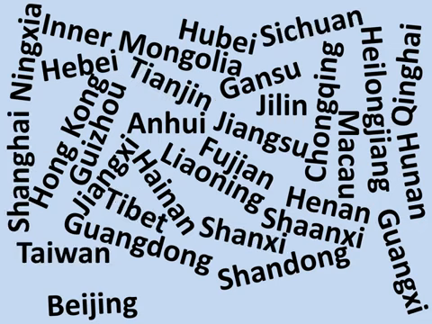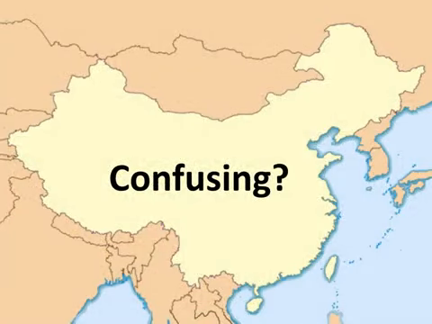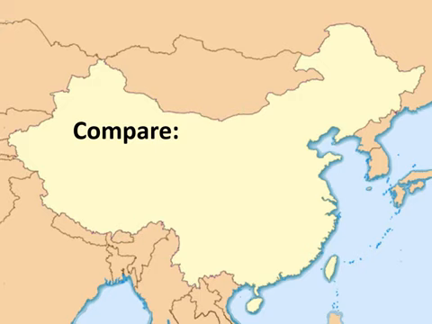To English speakers, Chinese place names can seem a bit confusing. Some names even sound very similar to each other. Compare the names of these 3 provinces. 海南、河南、湖南。 All 3 names are similar.